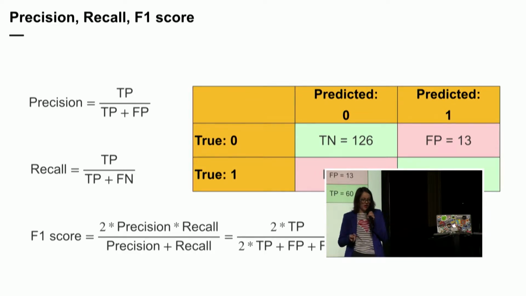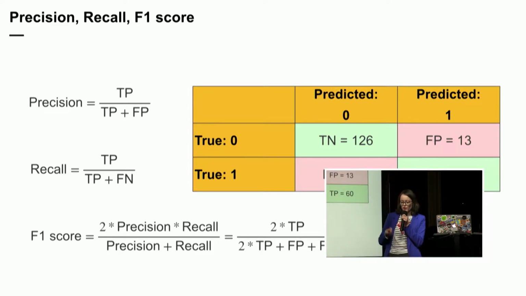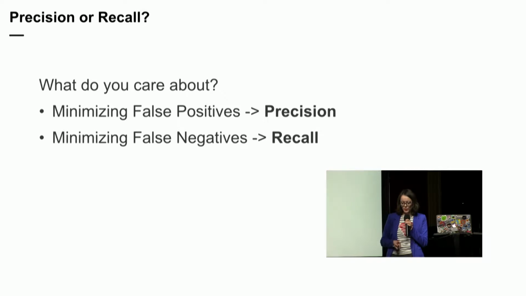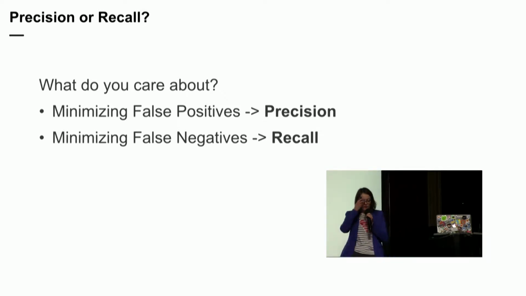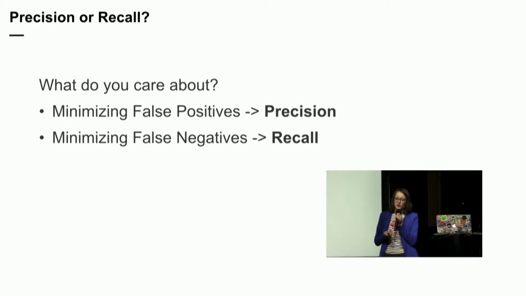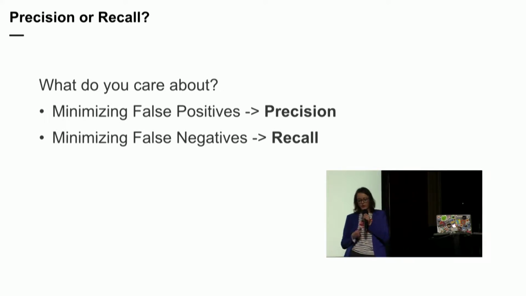There's also a metric called F1 score that allows you to combine the two, and is basically just the harmonic mean of precision and recall. So to summarize the difference between the two, if you care more about false positives, then you should check your precision. If you care about minimizing false negatives, then you should care about recall. And this really depends on the business problem you're trying to solve. What is the task you're working on?